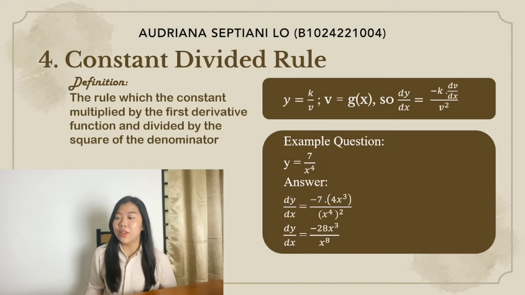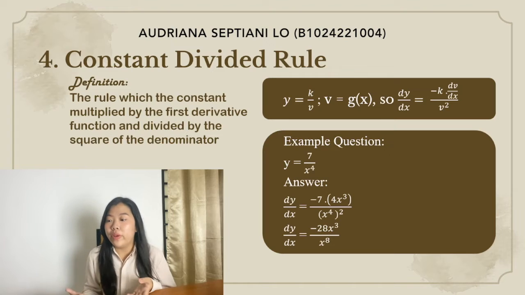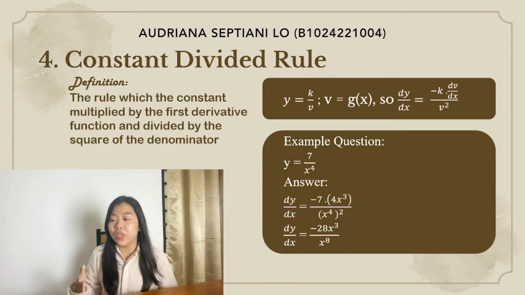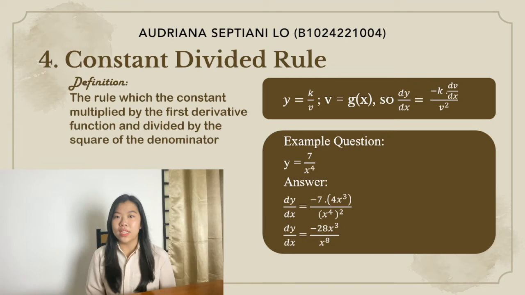Next, constant divided rule is the rule in which the constant is multiplied by the first derivative of the function and divided by the square of the denominator. The formula is dy/dx equals minus k multiplied by dv/dx divided by v square.